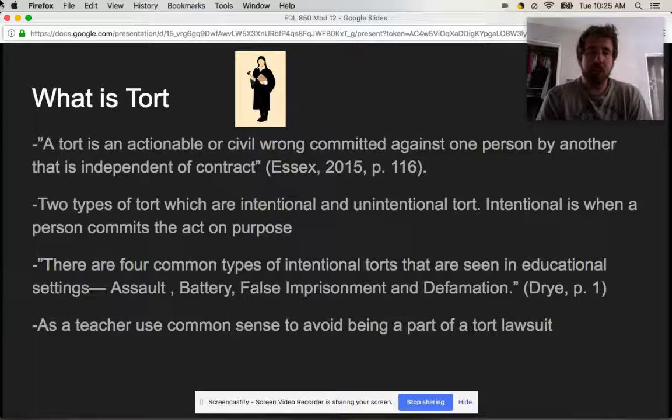According to Dry, one of our other resources, there are four common types of intentional torts that are seen in educational settings: assault, battery, false imprisonment, and defamation. And then, as a general summary of about 3 or 4 articles, as a teacher, if you use common sense, you can avoid being part of a tort lawsuit.